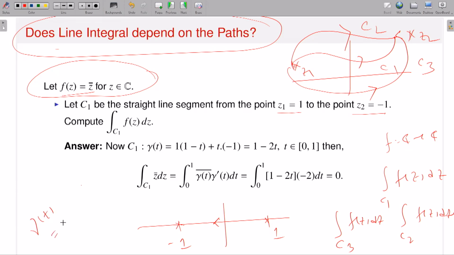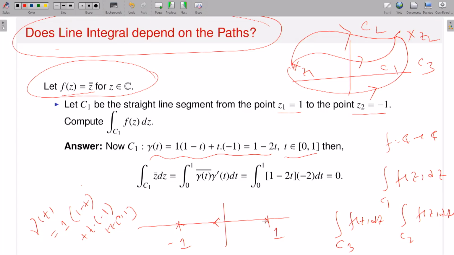That means gamma t is equal to 1 times (1 minus t) plus t times (minus 1), since it is starting from 1, with t running from 0 to 1, and that exactly I have done. So this is the corresponding parameterization. That means it is 1 minus 2t, where t runs from 0 to 1. Now let me just calculate.